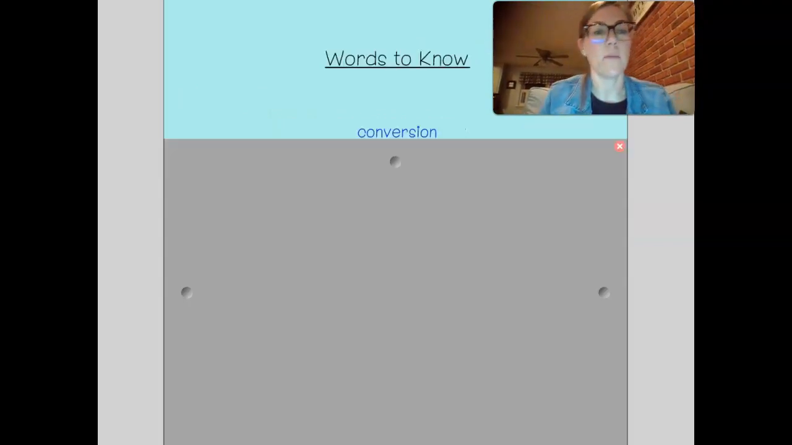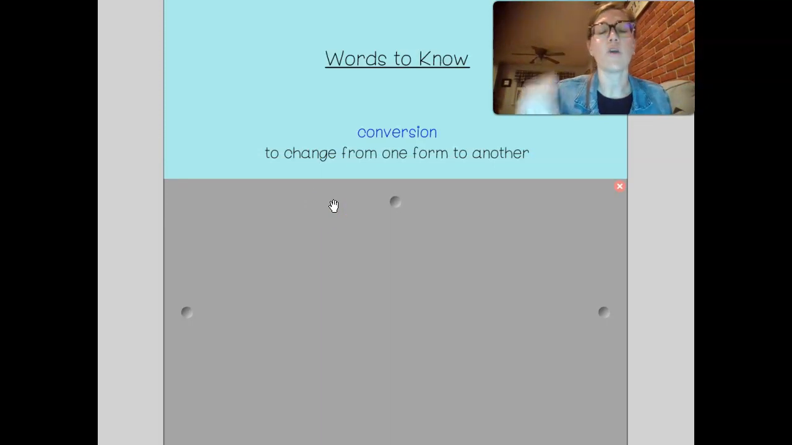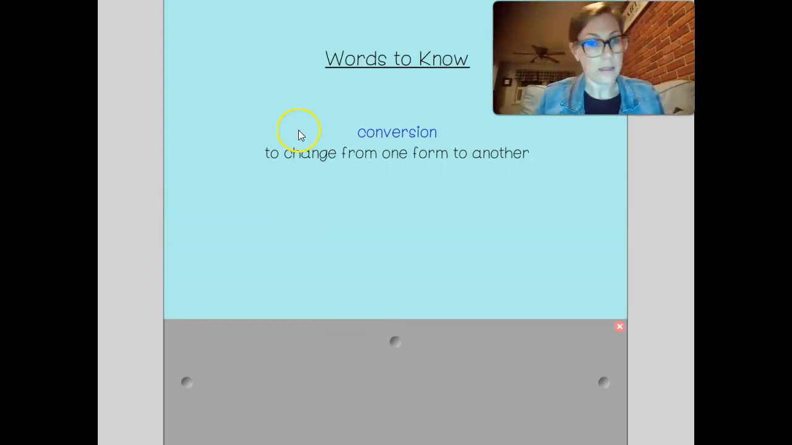Okay, it's going to be in gradual release. So I'm going to do one, then we'll do some together, and then I'm going to send you off on an activity around the room, and the directions are on the last screen. So that word conversion, all conversion means is to change from one form into another. So converting seconds into minutes, converting minutes into hours, etc. That's the only word we're working on, is conversions.